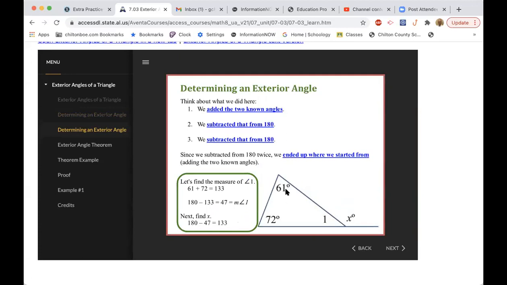So we added two known angles. Right here, we subtracted the two known angles from 180, and we found the measure of angle 1. And then we subtracted the measure of angle 1 from 180 because we knew 1 and x were supplementary. Since we subtracted from 180 twice, we ended up where we started from, adding two known angles.